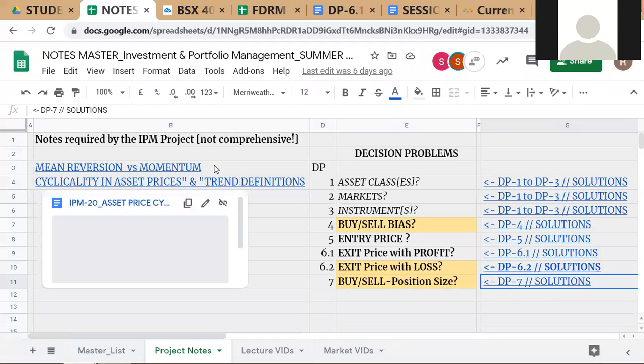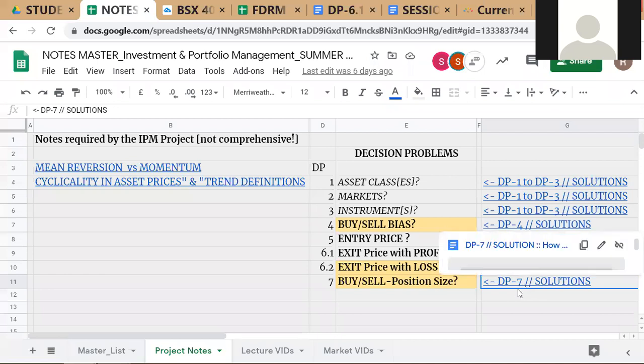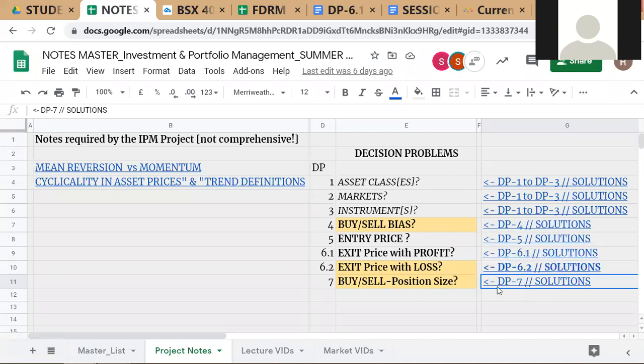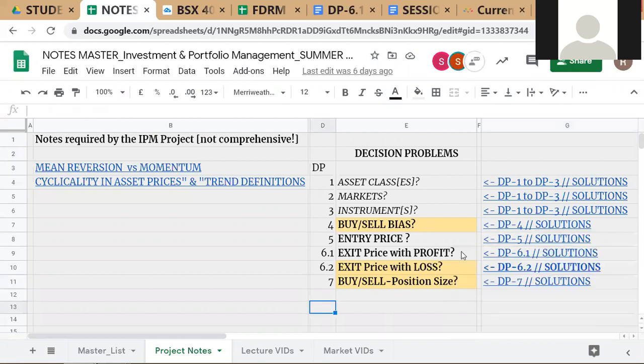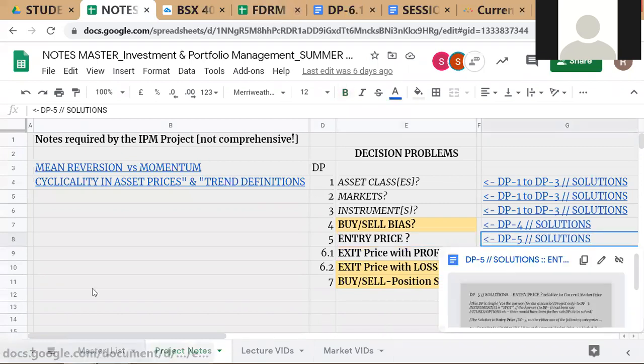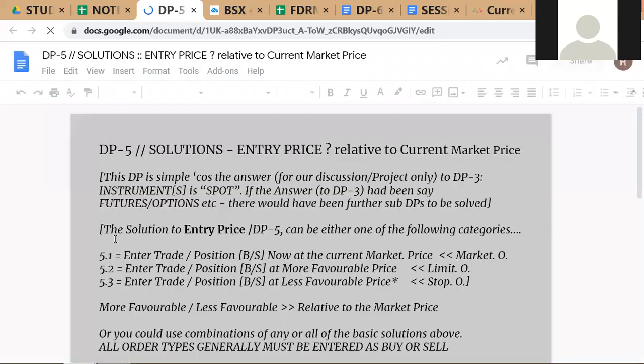So this is taken care of, and there's also the element of pyramiding, which is explained partly in the notes and partly in one of the videos of the course of IPM itself. So this is taken care of. And we briefly looked at DP5, all right? And we are going to look at DP 6.1. Now in DP5, I just want to make sure we cover one type of order, which you should understand, since it is in your notes.